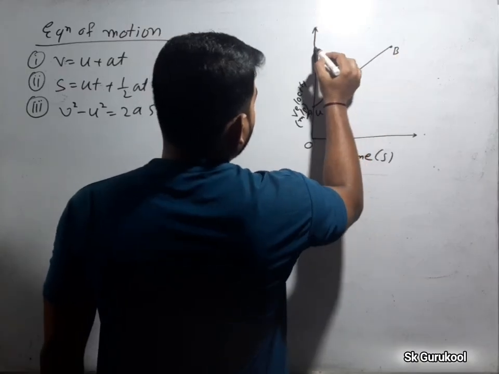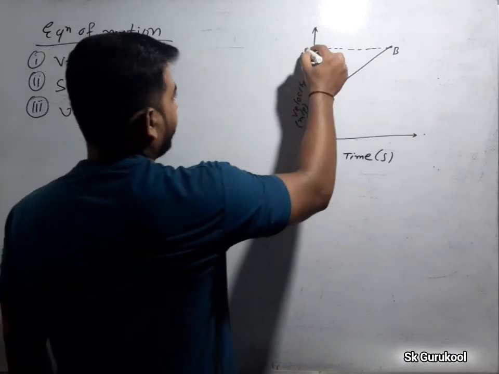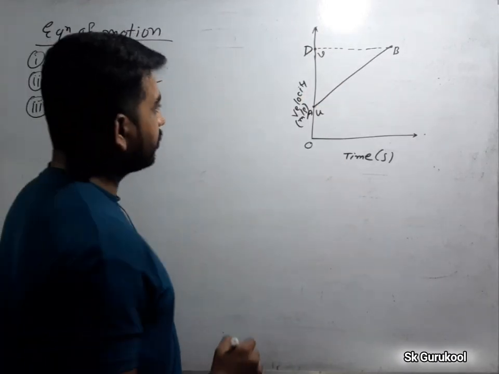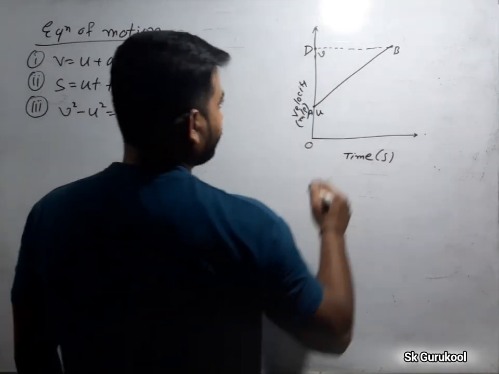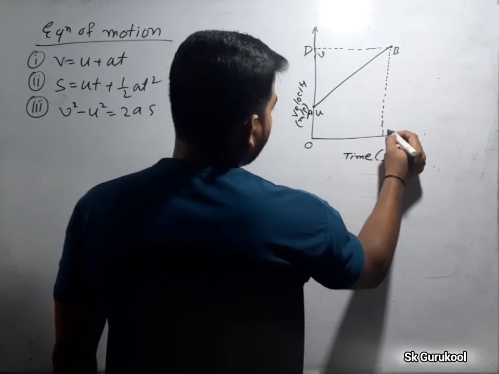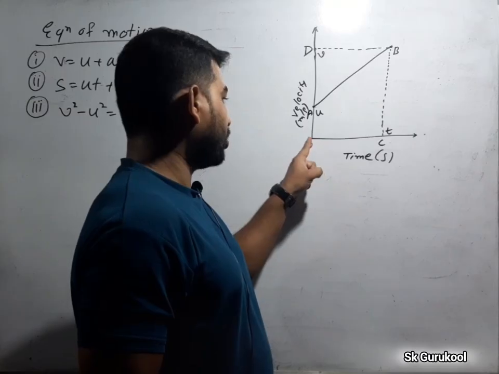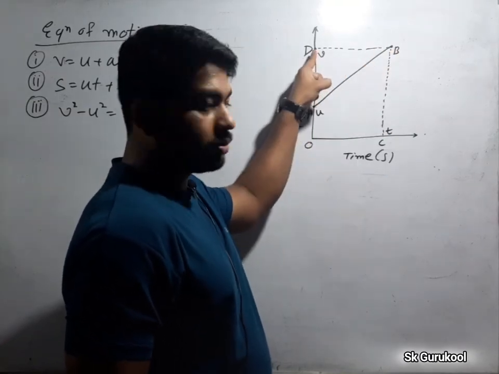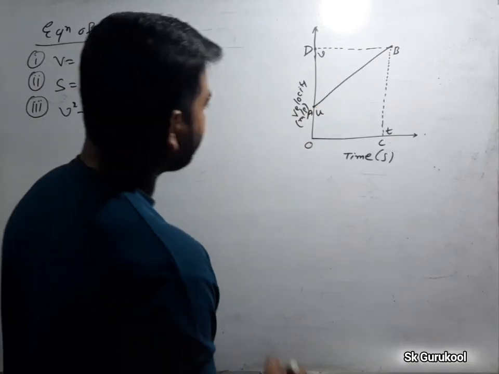At point B, what will be the velocity? Let it be v, and the point is D. Let this point be D, and at point D the velocity we have got is v, that means from u the velocity has changed to v, the velocity of the object has changed. In how much time did it change? Let the time be t at point C. At zero time the velocity is u, the initial velocity, and at time t the velocity is v, okay. That means initial velocity u and final velocity v, okay.